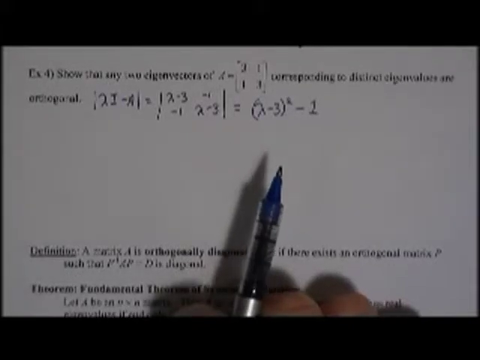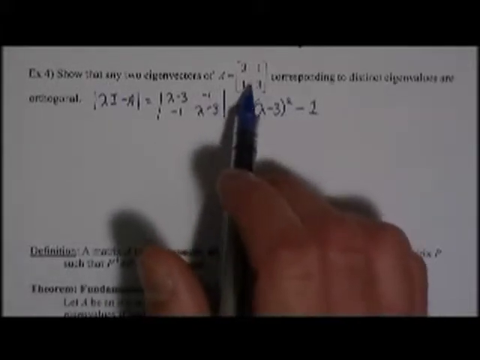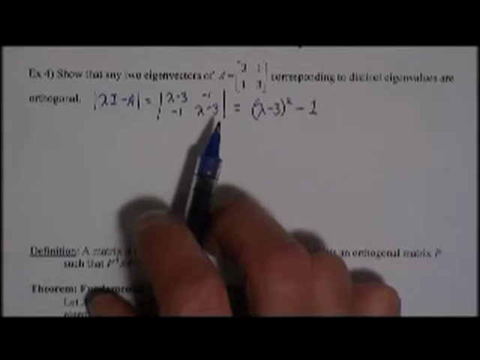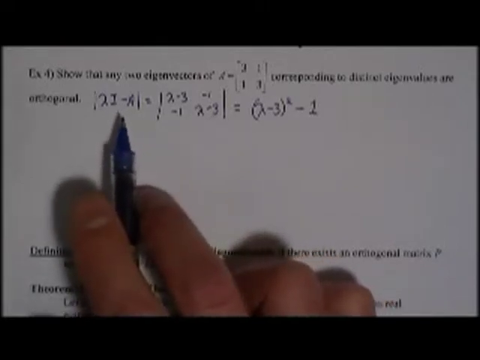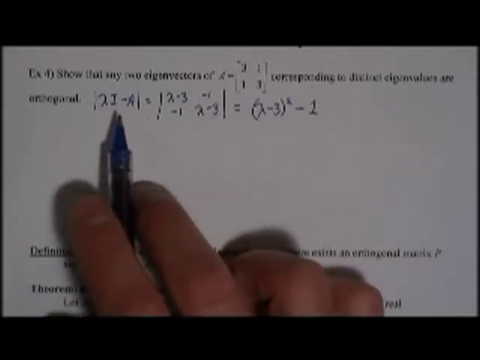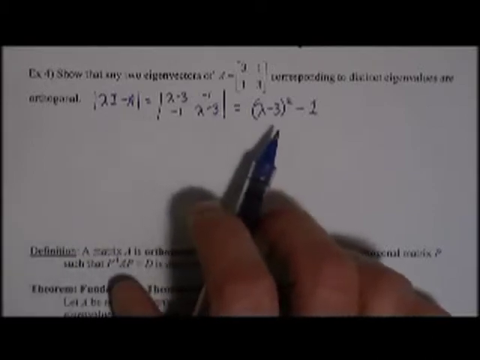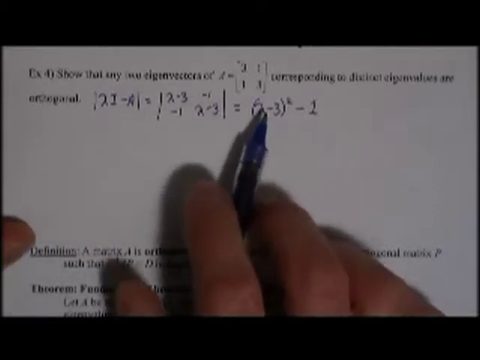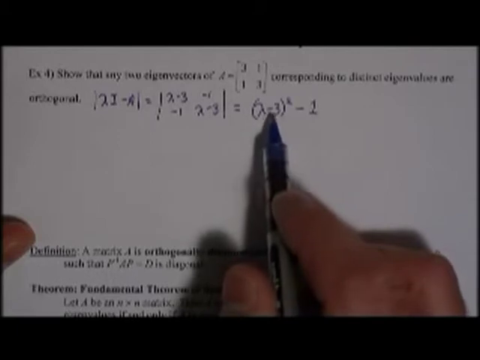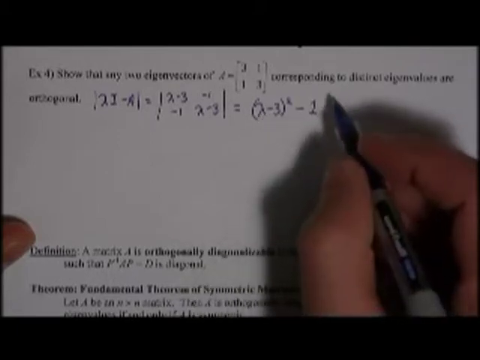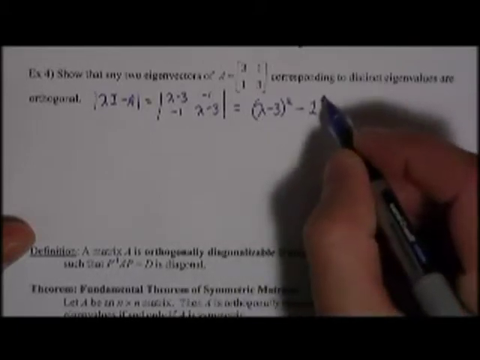Okay, example 4s is to show that any two eigenvectors of this matrix that correspond to distinct eigenvalues are orthogonal. So I started out by taking the determinant of lambda I minus A. I get this characteristic polynomial, and notice at this point we have a difference of perfect squares. This squared minus this is actually 1 squared.